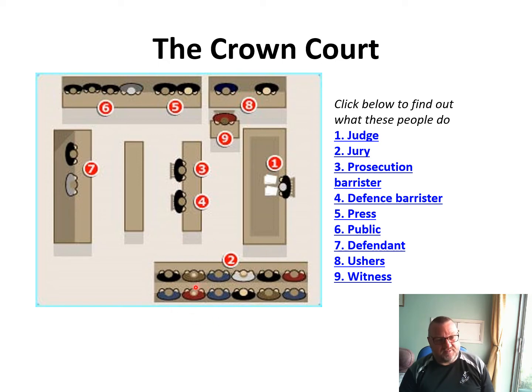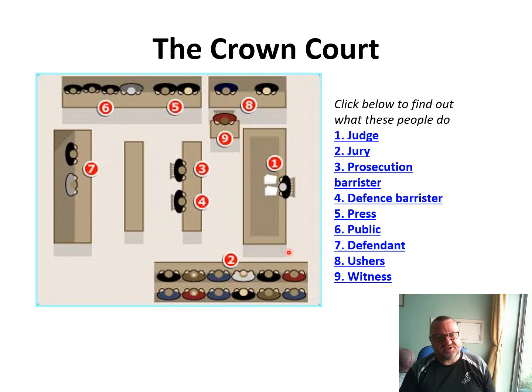Once they have found him guilty or not guilty, or her guilty or not guilty, it's up to the judge to pass the sentence. So you've got the judge here, you've got the jury here. Once again, you'll have a prosecution barrister. He will be employed by the Crown Prosecution Service, just as the prosecution barrister in the Magistrates Court will be employed by the Crown Prosecution Service. You've got the defence barrister, you've then got the press, just as in a Magistrates Court, the public, just as in a Magistrates Court, the defendant, just as in a Magistrates Court, ushers and witnesses.